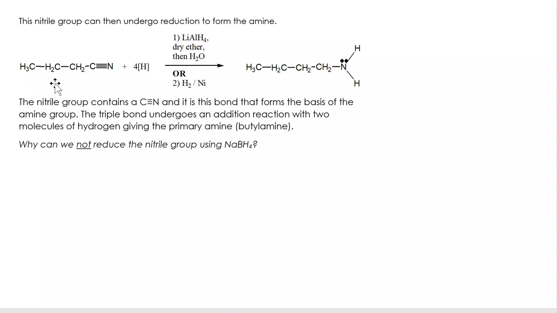If I take my nitrile, this is actually butane nitrile now, I can add hydrogens. Now they are in square brackets because they are coming from LiAlH4 in dry ether with water. Alternatively, you can do it as 2H2 hydrogenation in the presence of a nickel catalyst. But it means that I can do in a two-step process from a haloalkane to a nitrile to an amine. And I can guarantee the amine I'm going to make. It's going to be primary.